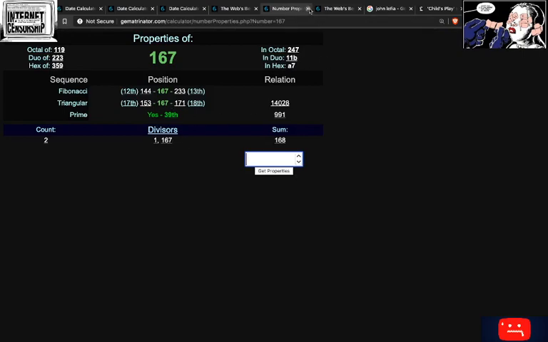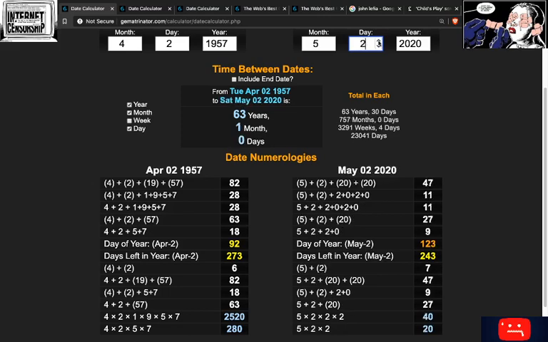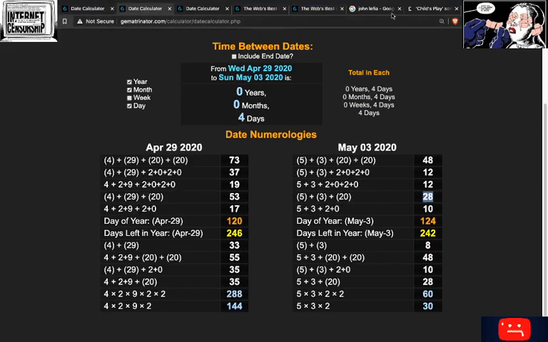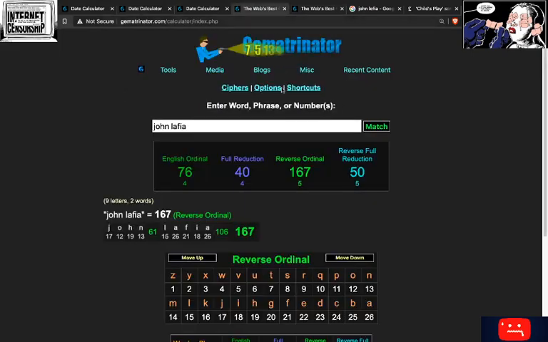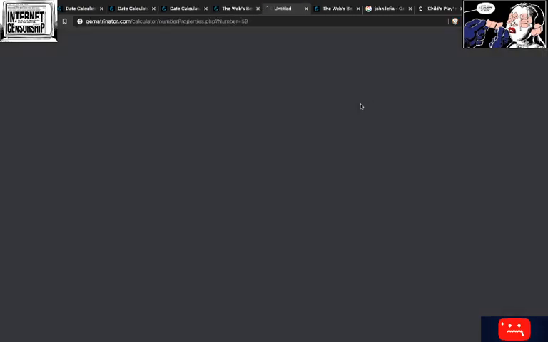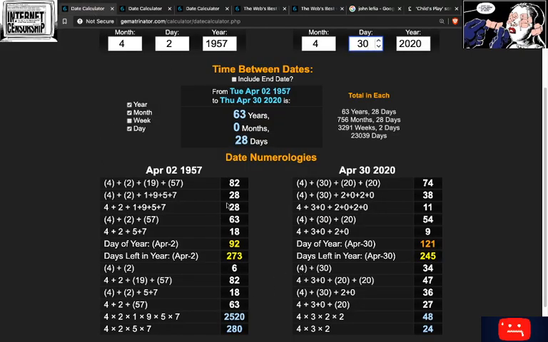167, the 39th prime number. I don't think there's any 39s. No 39s. Alright, that's okay. Let's see. Lafia 63. 59's the 17th prime. We went through that. The whole 17. 49. Is there any 49s here? Not in his date numerology. He said he died on the 29th. Nothing there.